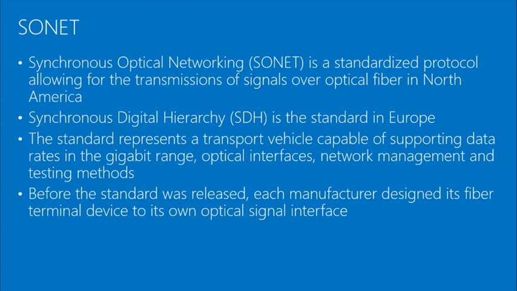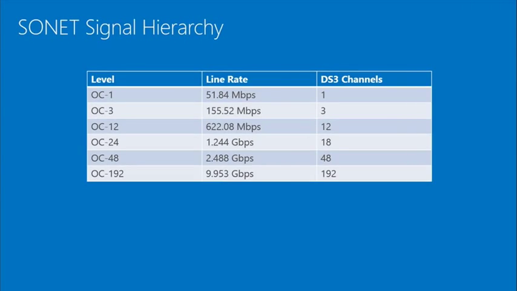Before SONET, companies were releasing their own hardware, their own specs that weren't compatible with other manufacturers. So if you started to buy fiber optic from one company, you were kind of locked into those, because if you bought fiber from another company, it may or may not be compatible. SONET was what basically standardized the system for fiber optic. SONET signal hierarchy, so this shows you the rates here, the level, the line rate, the channels.